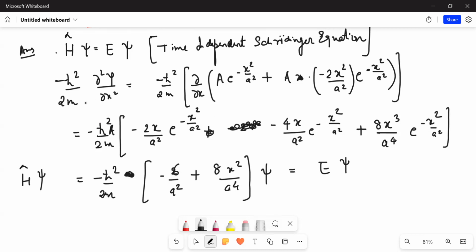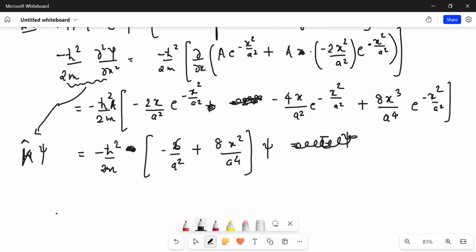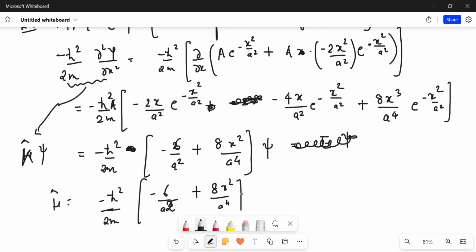Okay, I forgot to write. This is minus h bar squared upon... no, this is not H psi. So this is, I think, K psi. I should write this is the kinetic energy operator. Now this is not equal to E psi, sorry. I will have to use V as a function of x, right? So H is equal to what? It is equal to minus h bar squared upon 2m, and then I think this is minus 6 upon a raised to power 2 plus 8x squared upon a raised to power 4 psi plus V. V was what? Half kx squared. So half kx squared psi is equal to E psi.